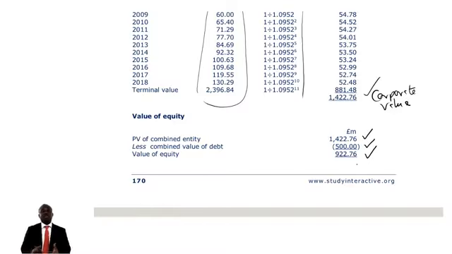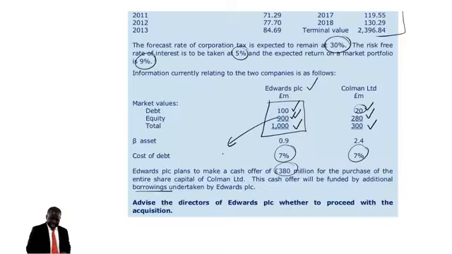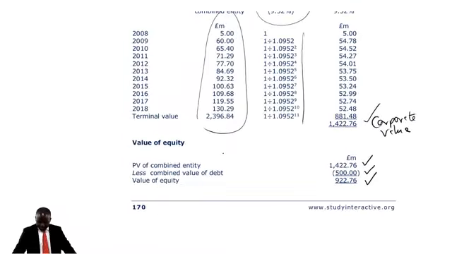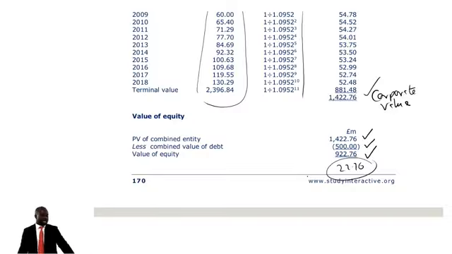Coleman, have we increased their shareholders' wealth? If you look at the question, Coleman, Edwards, that is the parent company. Edwards equity before was 900, and now it has gone to 922.76, so we are making extra value of 22.76. As long as we have increased Edwards shareholders' value from 900 to 922.76, we will say we have increased shareholders' wealth, and therefore the acquisition to be what? Successful. That is the whole argument.